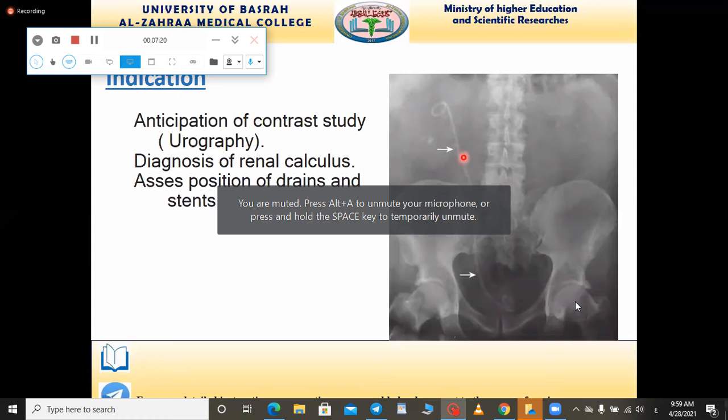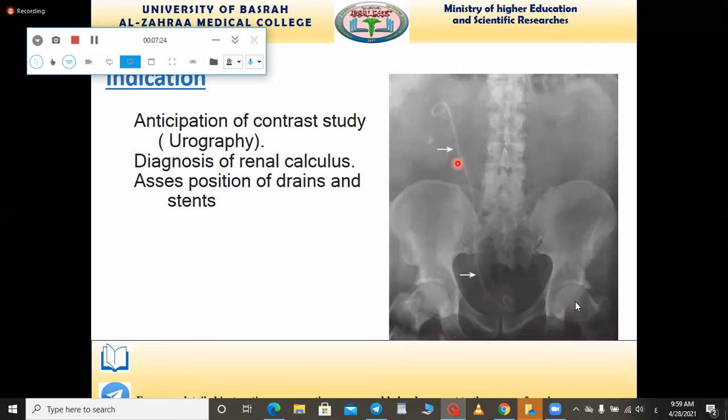Look at this arrow, it points to a line. This is the two line. One line represents the stent, and beside the stent and in contact with the stent, there is another radio opacity. Also, this is a renal stone. In this KUB film, we saw three things: we saw radio opacity, and we saw a stent.